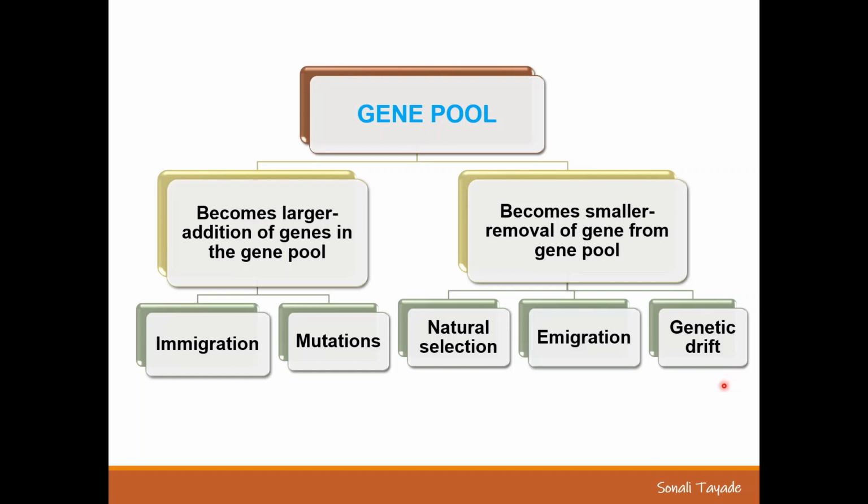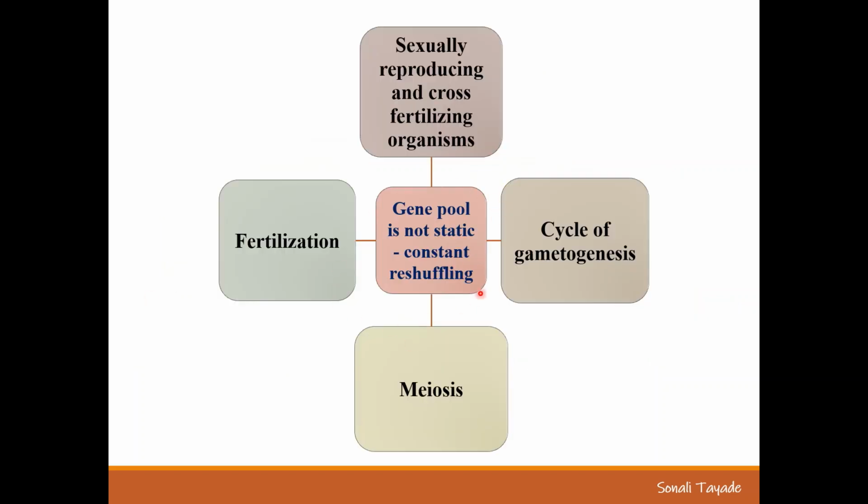And finally, genetic drift removes by chance some genes from a small population. So in this way, genes are removed from the population, which is responsible for decreasing the size of the gene pool. Gene pool is not static.